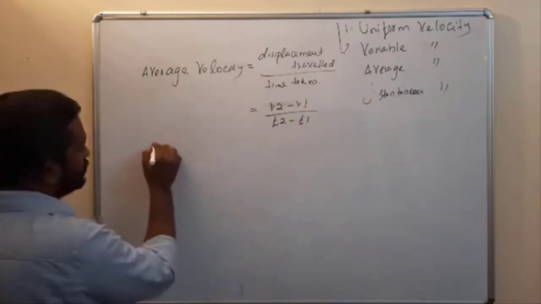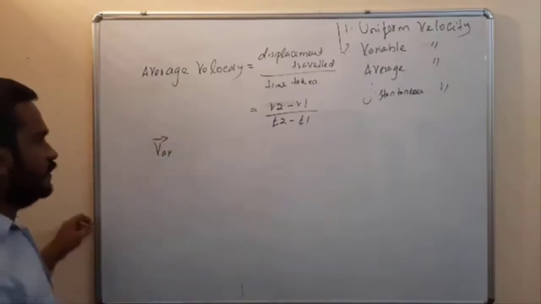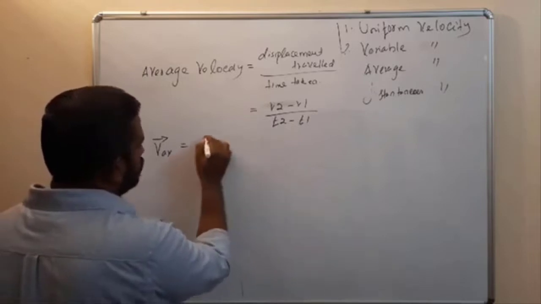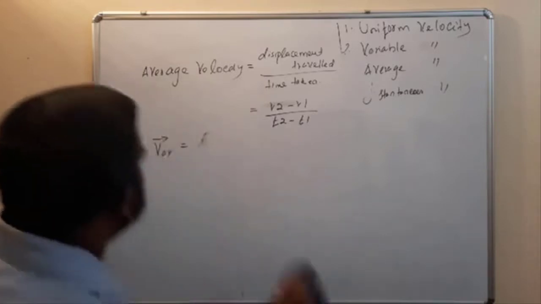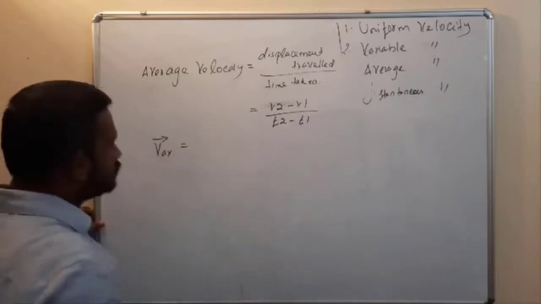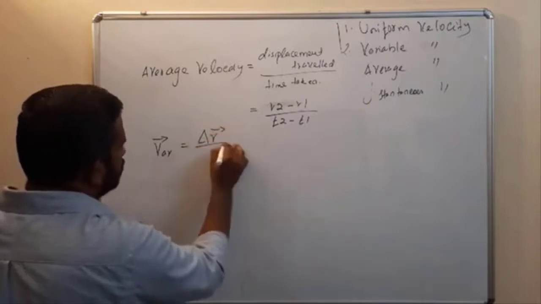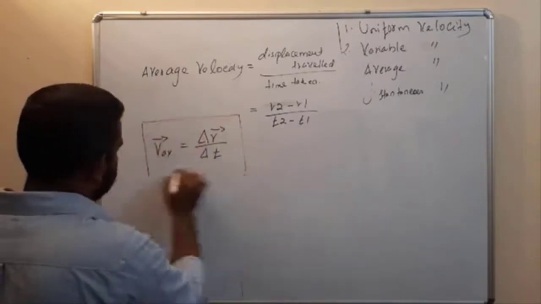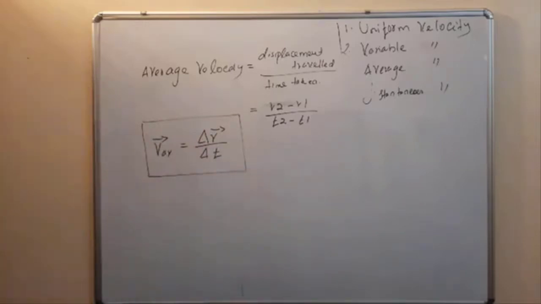So average velocity, V average vector, is equal to delta r vector divided by delta t. So that is the average velocity. Okay, average velocity.